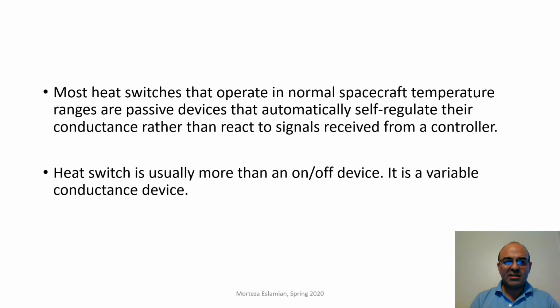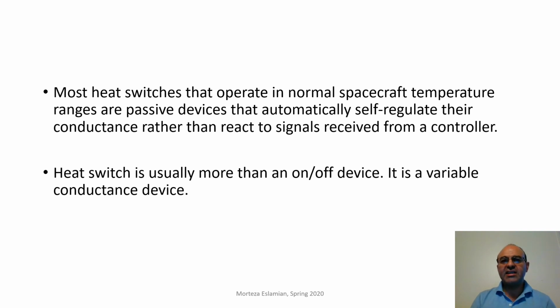Most heat switches that operate in normal spacecraft temperature ranges are passive devices, most of them, not all of them, that automatically self-regulate their conductance rather than react to a signal received from a controller. Some of them are active as well, so we will talk about that. A heat switch is usually more than an on-off device. It is a variable conductance device.